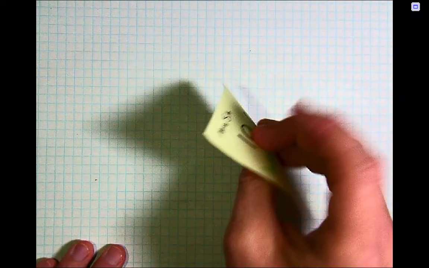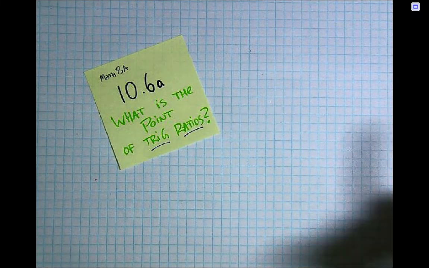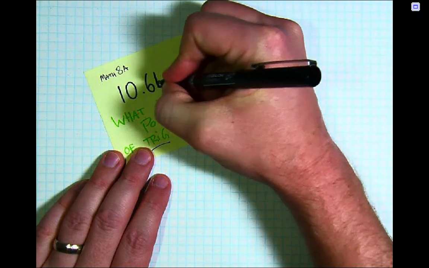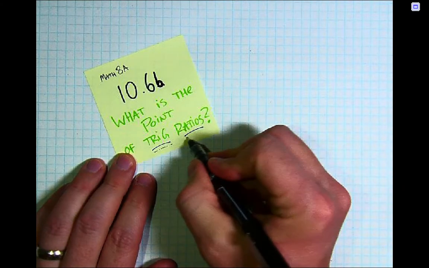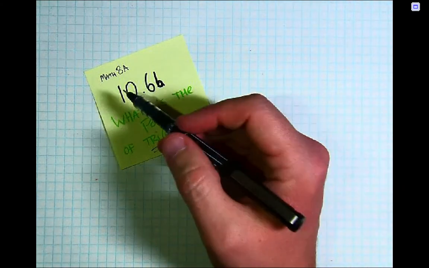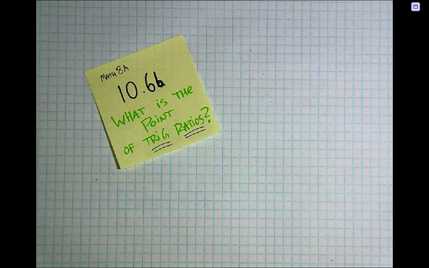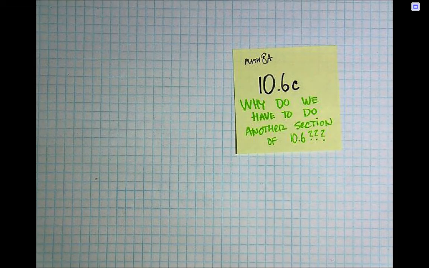Alright, so in the last video, we talked about what is the point of trig ratios. I do have to apologize. That should have been titled 10.6b. 10.6a you did an assignment on where you were just practicing your SOHCAHTOA and trig ratios. 10.6b was where we really talked about how to solve right triangles. So today, we're doing 10.6c.